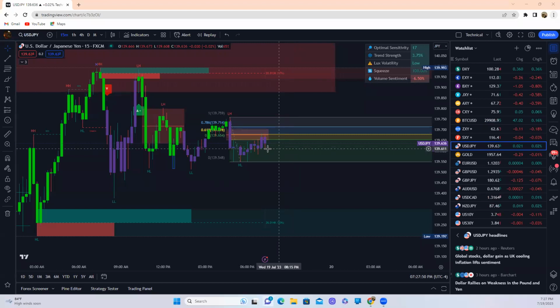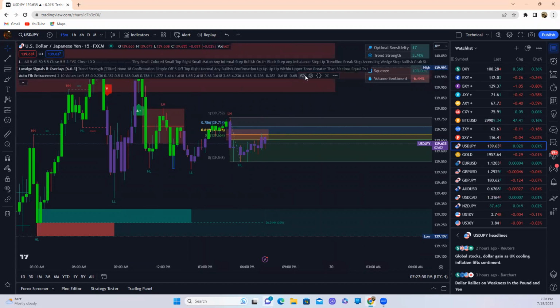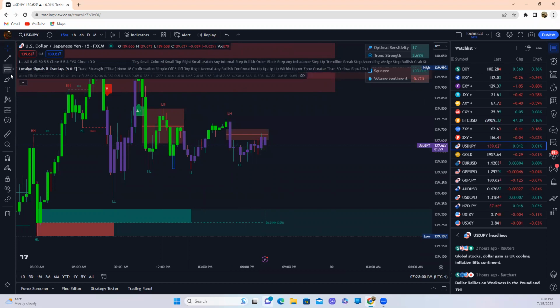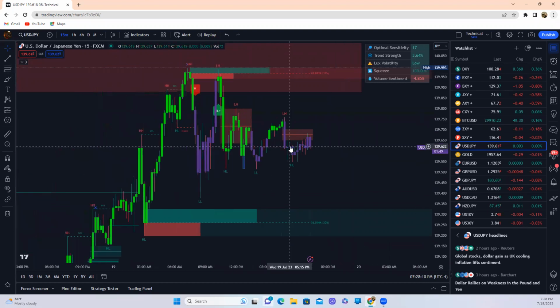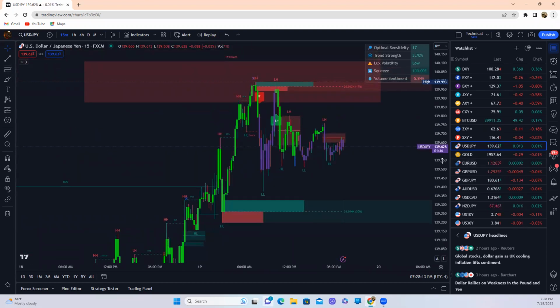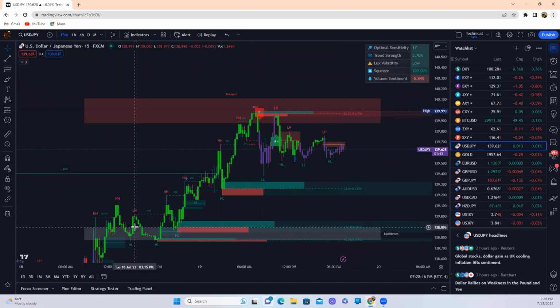All right, so as we can see here, we want to again look at the market structure. So I'm going to hide that, and we're just going to look at what we have here. We can see that we have some structure that pretty much formed here. So I'm going to zoom out just a little bit so that you can see. We see the market making higher highs, higher lows, higher high, higher low, higher high, higher low, higher high, higher low, and then higher high.